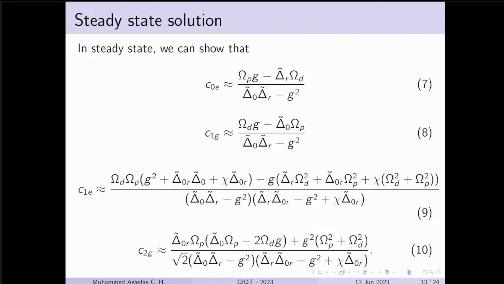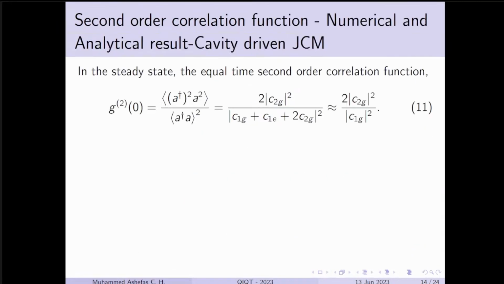The factor C2G is very important to us, because the second order correlation function depends upon C2G, and this G2, the second order correlation function, must be less than 1 in order to get single photon blockade. So G2 of 0 can be analytically calculated, and we can show that G2 of 0 is approximately 2 C2G square by C1G square. We can neglect the C1E and C2G terms, because they correspond to the 2 excitation. The 2 excitation probability is very small compared to the single excitation probability. That is the approximation I have taken here.